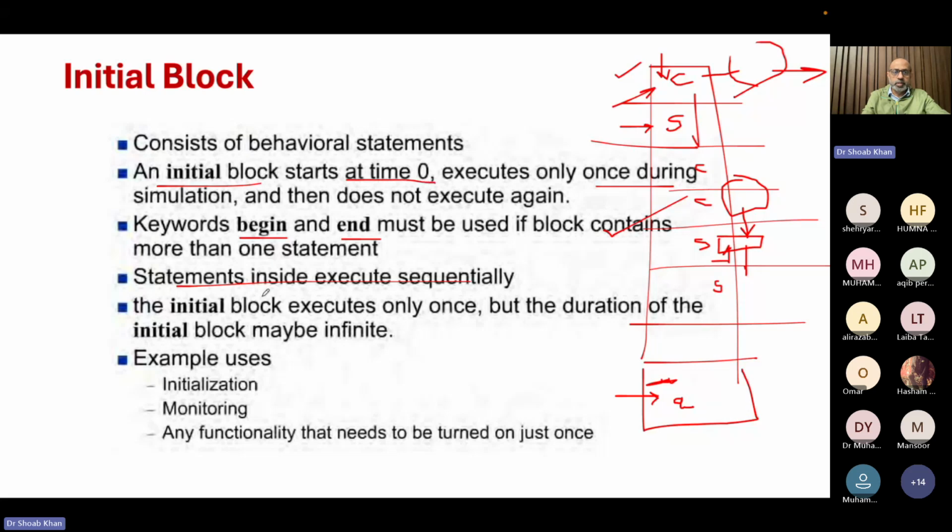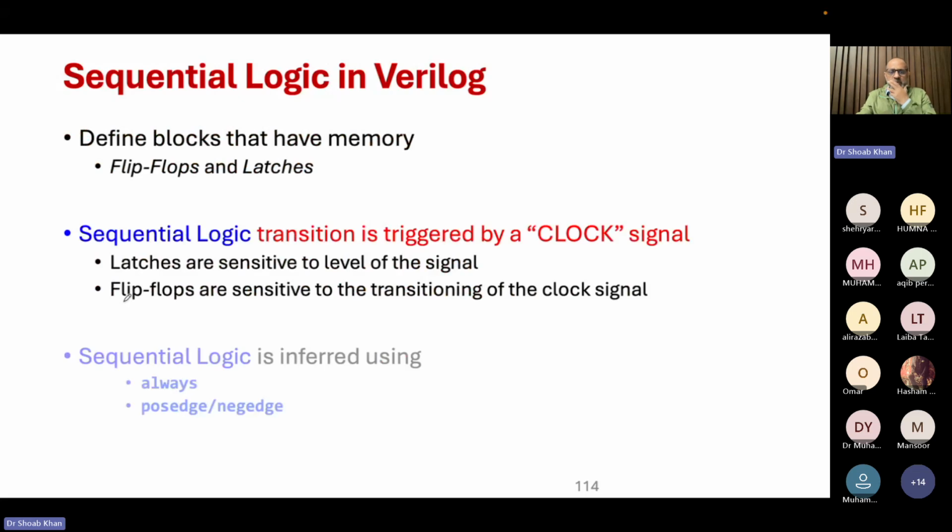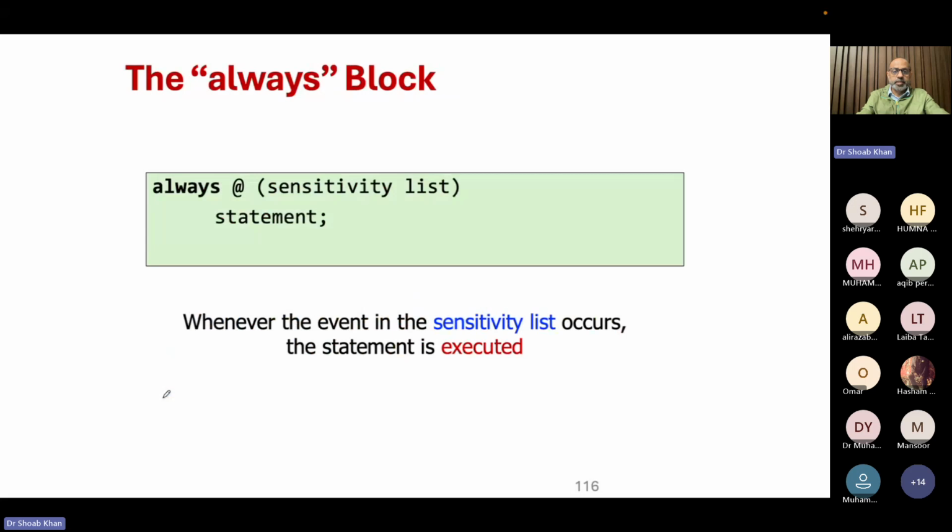Initial blocks are what you use for initialization, monitoring, and any function that needs to be done only once. In an initial block you usually use blocking procedural assignment that happens in a sequence. Whereas a sequential block is an always block where you have to specify the posedge or a negedge so that it converts into a register.